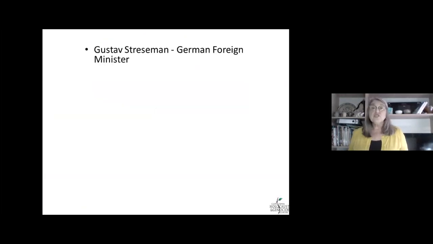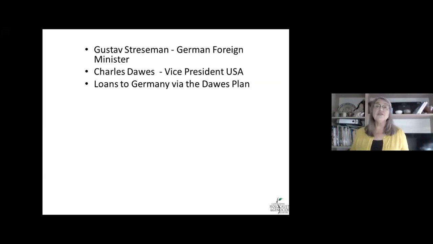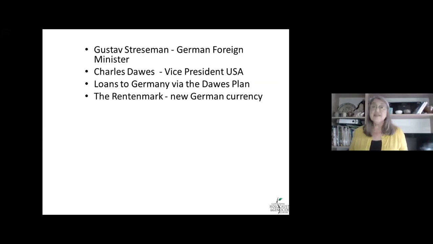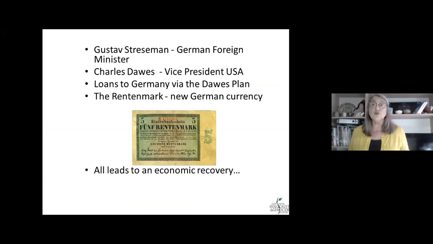So Gustav Stresemann, the German foreign minister, approaches Charles Dawes, who's the vice president of the USA, and he asks for loans. And between the two of them, they come up with the Dawes plan. As well as that, Gustav Stresemann creates a new German currency called the Rentenmark. And all of this leads to a complete, well, not a complete, but certainly an economic recovery. Things are going well. People have got food on their table. They're able to put a roof over their heads.